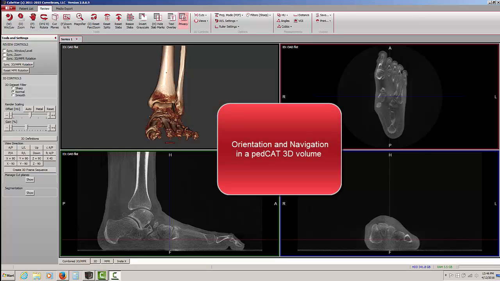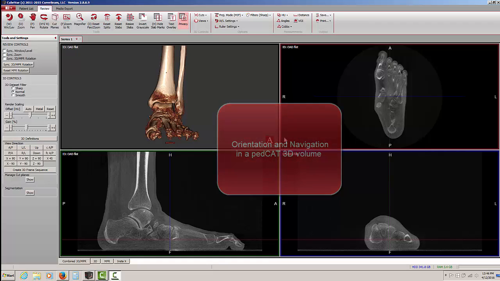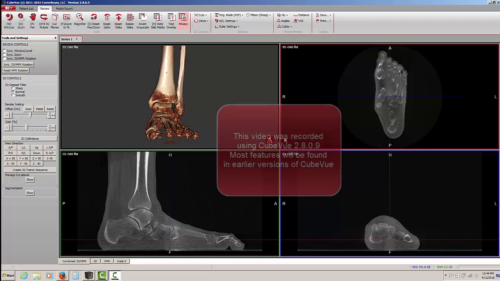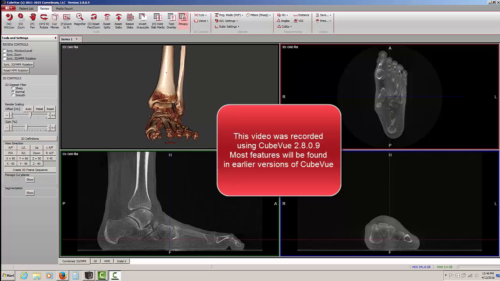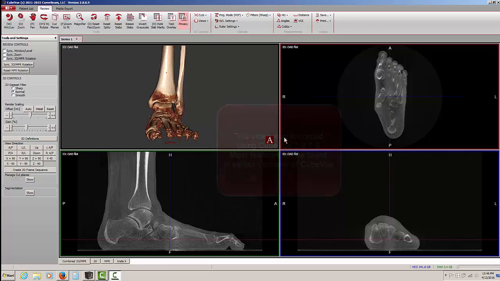The purpose of this video is to describe to the user how to navigate within the 3D volume. This video was recorded using CubeVue version 2809. Most of the features that are described in this video are also available in earlier versions of CubeVue as well.